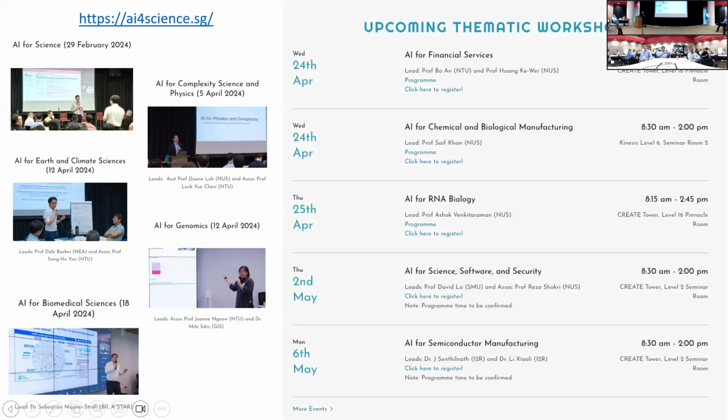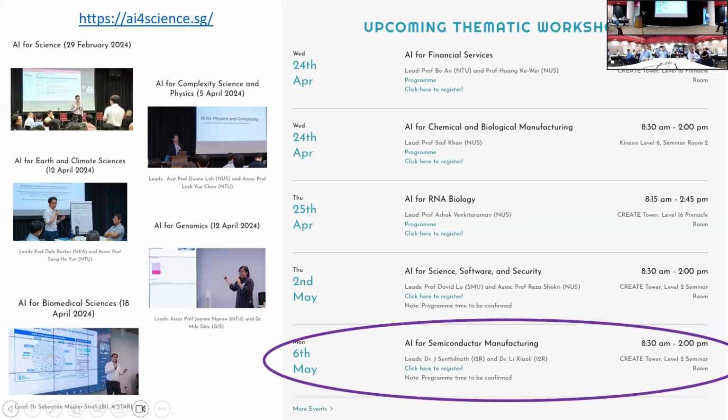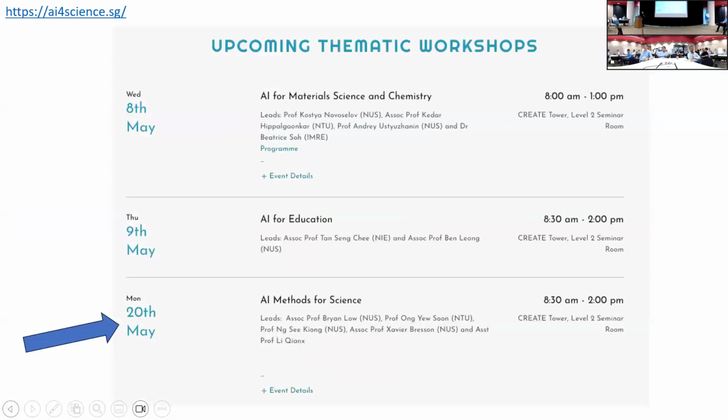So we are here, and we already have several other workshops. Today we'll have the workshop on AI for semiconductor manufacturing, and we'll have some more. But one thing I want to bring to your attention is that on May 20th, there is an AI method for science workshop. We will invite real AI experts on the science of AI. They will listen to us and try to find, in their aspect or expertise, how they can help us solve this basic science problem.